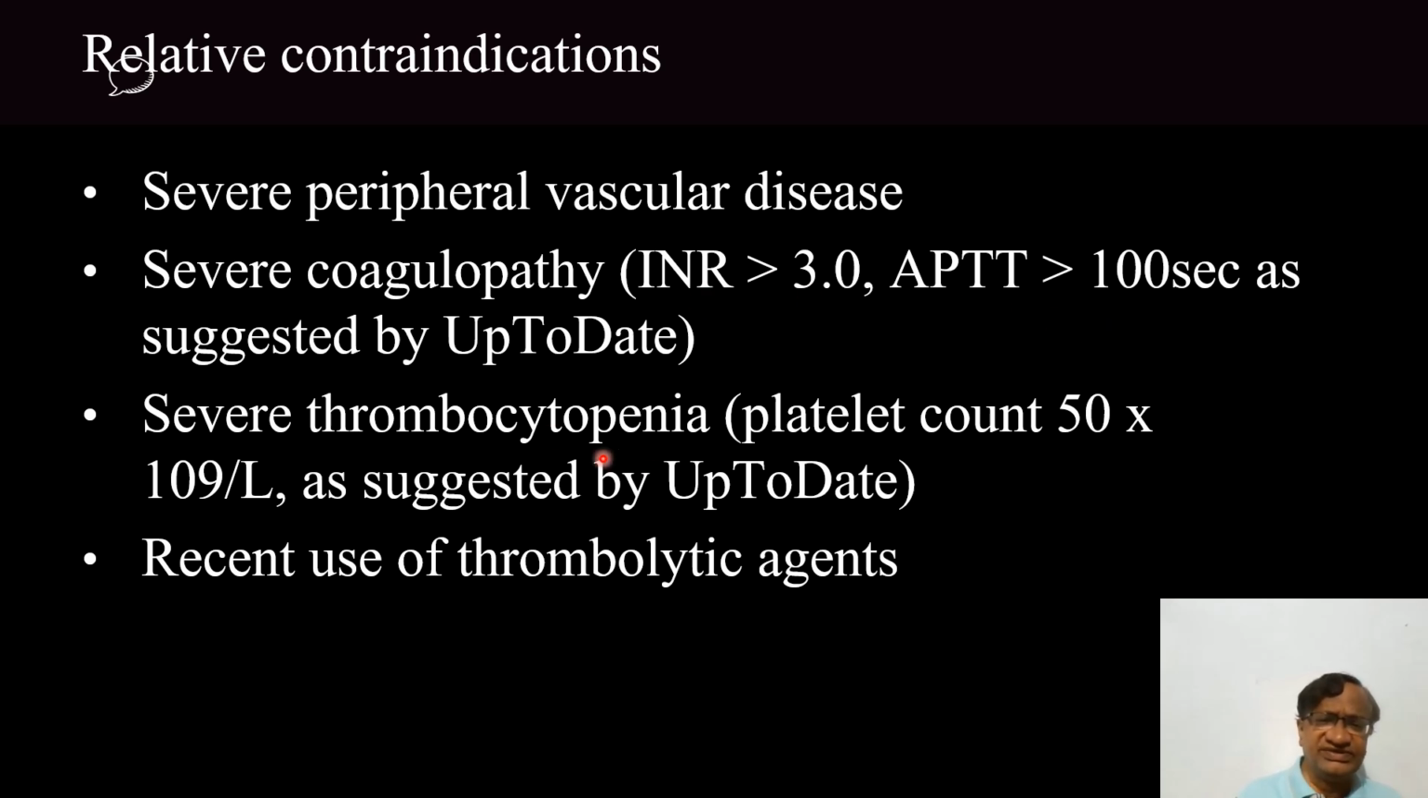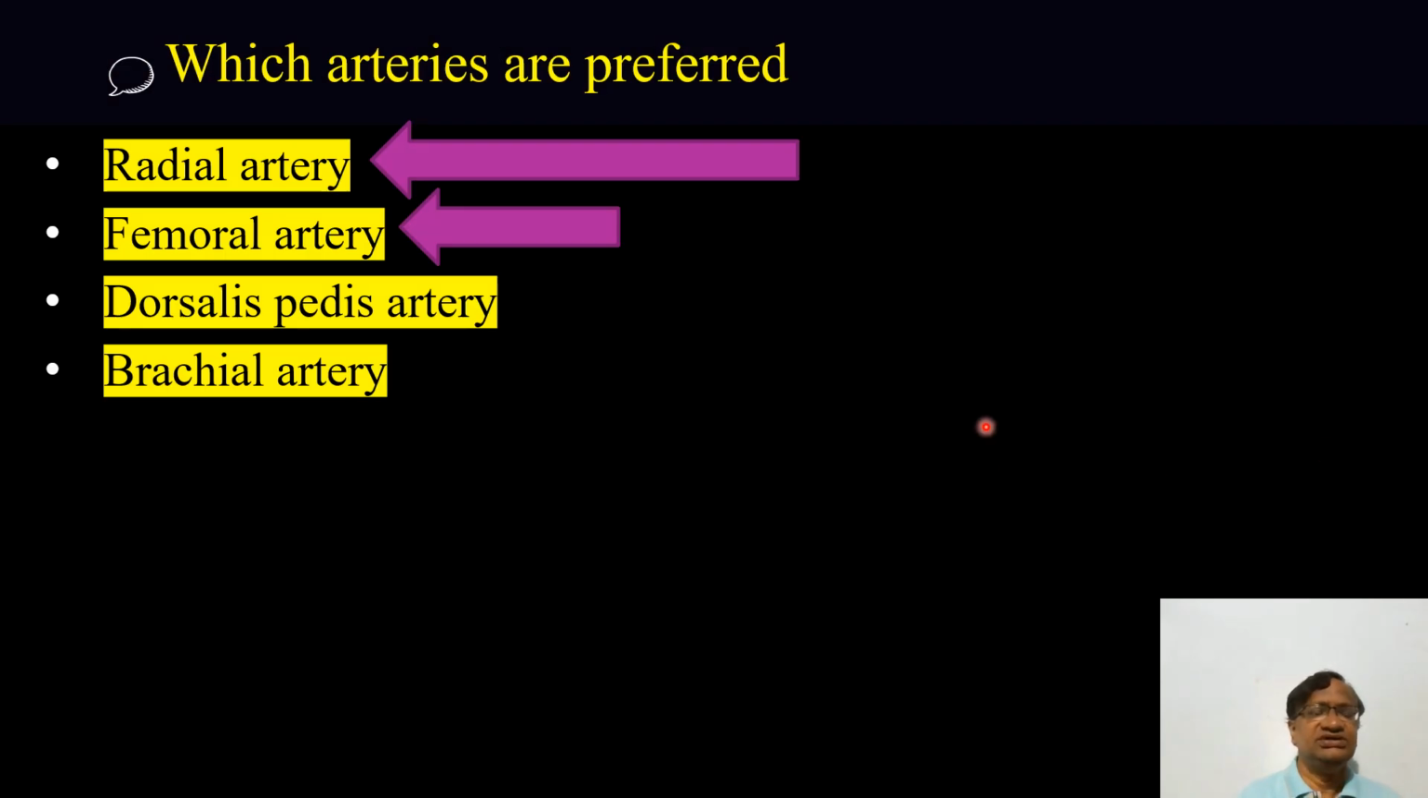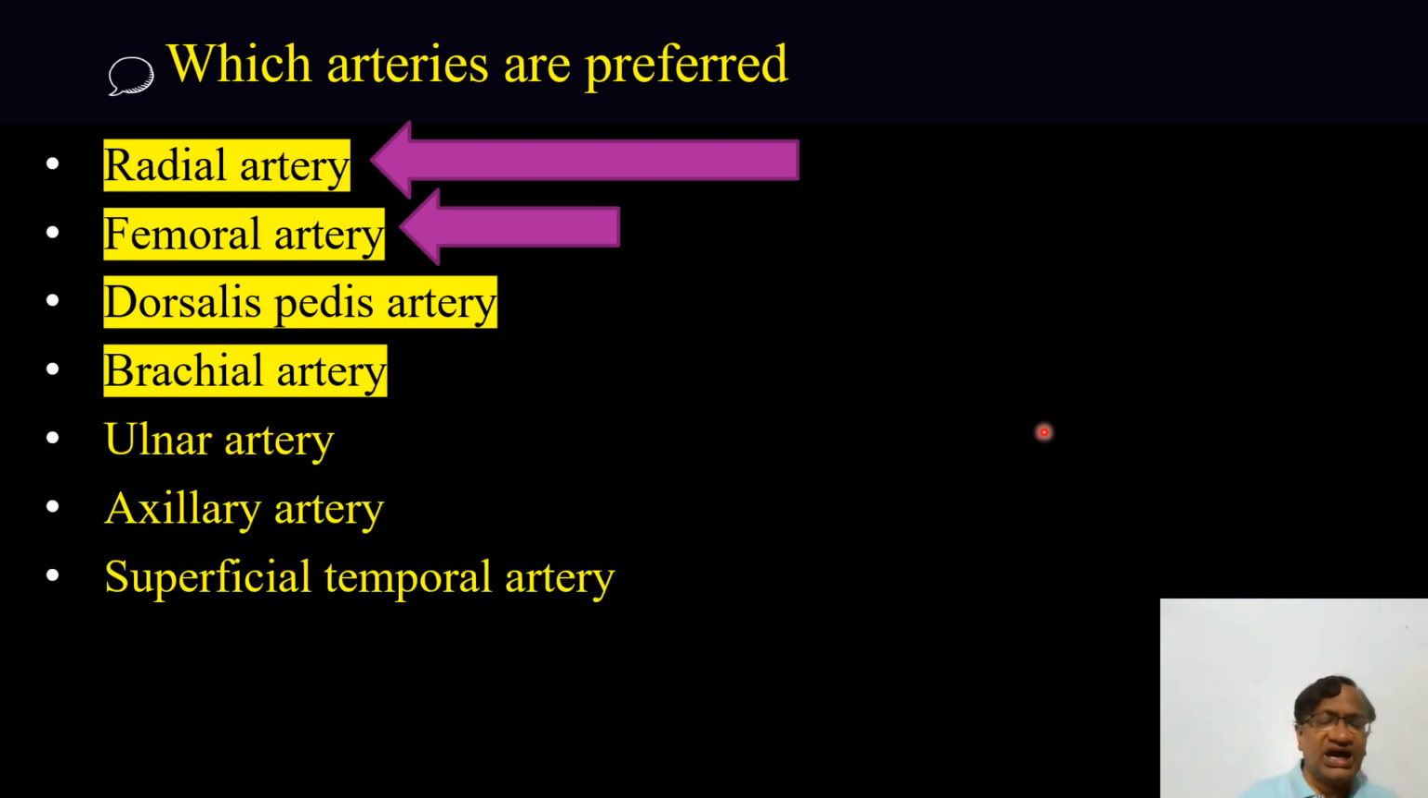Coagulopathy, severe thrombocytopenia, and recent use of thrombolytics are relative contraindications. Which arteries are preferred? Radial artery, then femoral, then dorsalis pedis, brachial, ulnar artery, axillary artery, and superficial temporal artery. So the main ones are radial and femoral, and then all the others come.